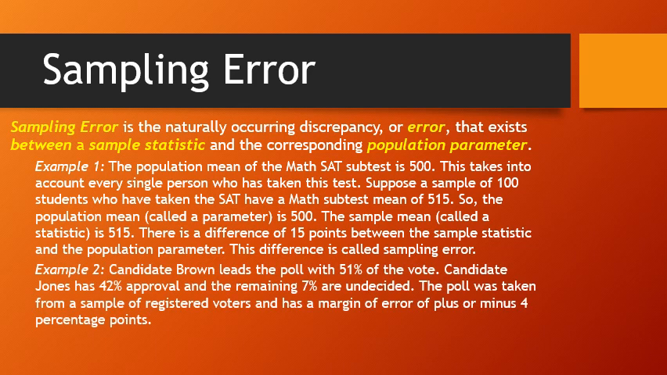Example 2. Candidate Brown leads the poll with 51% of the vote. Candidate Jones has 42% approval, and the remaining 7% are undecided. The poll was taken from a sample of registered voters and has a margin of error of plus or minus 4 percentage points.